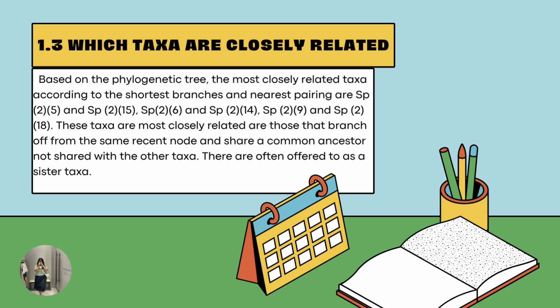1.3 Which taxa are closely related? Based on the phylogenetic tree, the most closely related taxa, according to the shortest branch and nearest pairing, are SP25 and SP215, SP26 and SP214, SP29 and SP218. These taxa are the most closely related as they branch off from the same recent node and share a common ancestor not shared with the other taxa. They are often referred to as sister taxa.